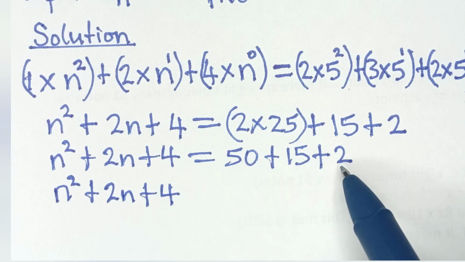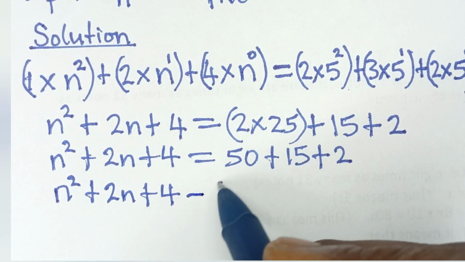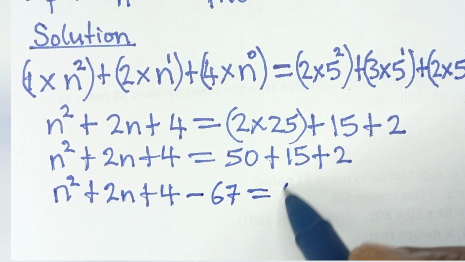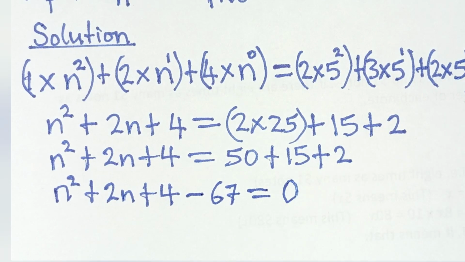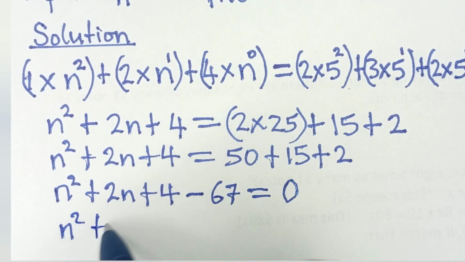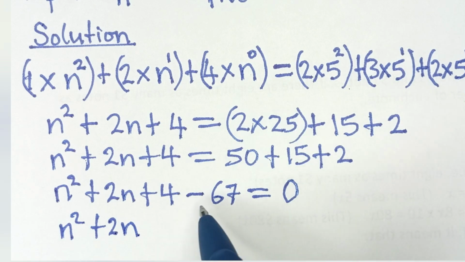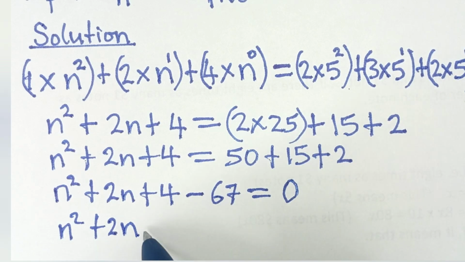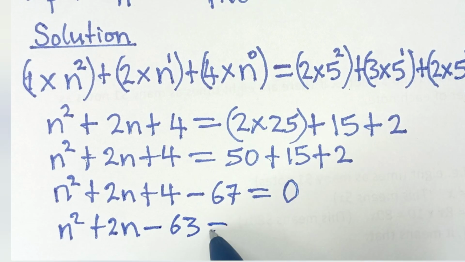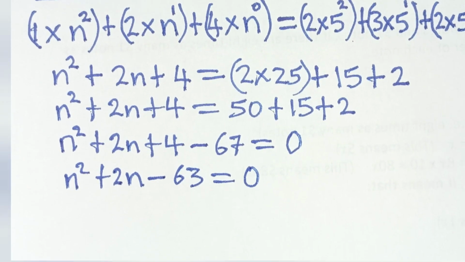So when this positive 67 moves to the left hand side, it becomes negative 67. And then we'll have nothing left on the right hand side, which makes it equal to 0. So this will simplify to n squared plus 2n, and then 4 minus 67 will give us negative 63, and that is equal to 0. So we now have a quadratic equation.